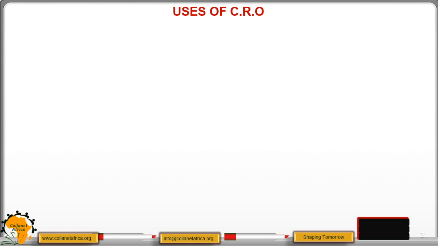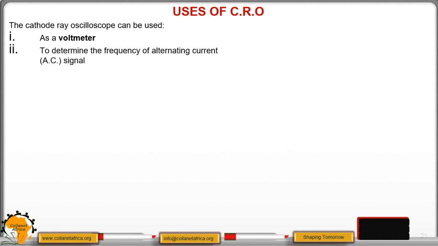Hello student, welcome to our last lesson where we are going to look at uses of CRO. Now, cathode ray oscilloscope can be used in the following ways: 1, as a voltmeter, and number 2, to determine the frequency of an alternating current signal.